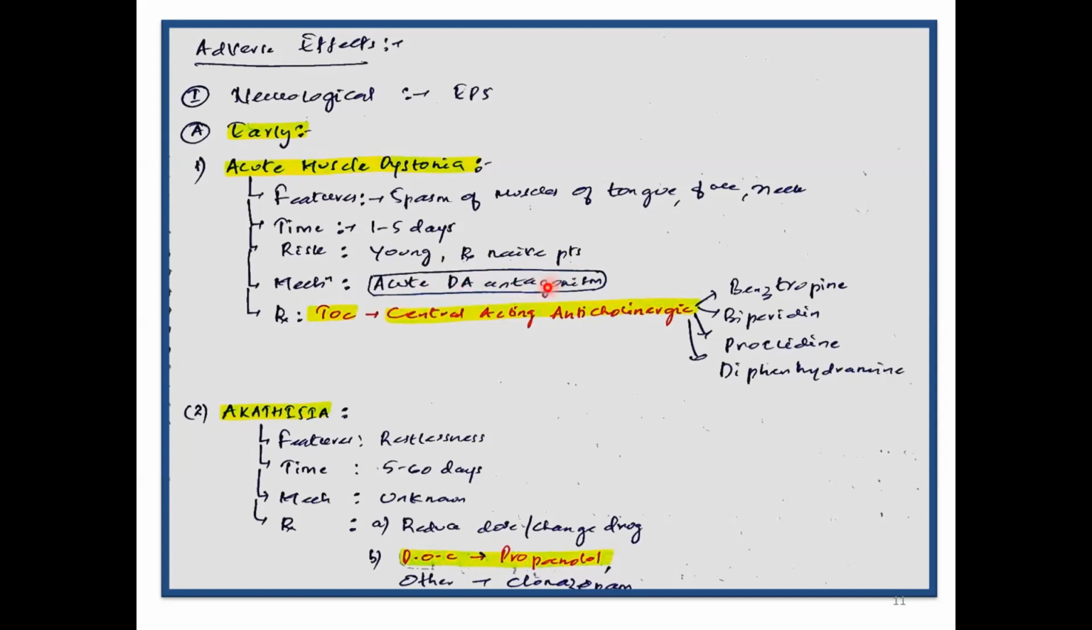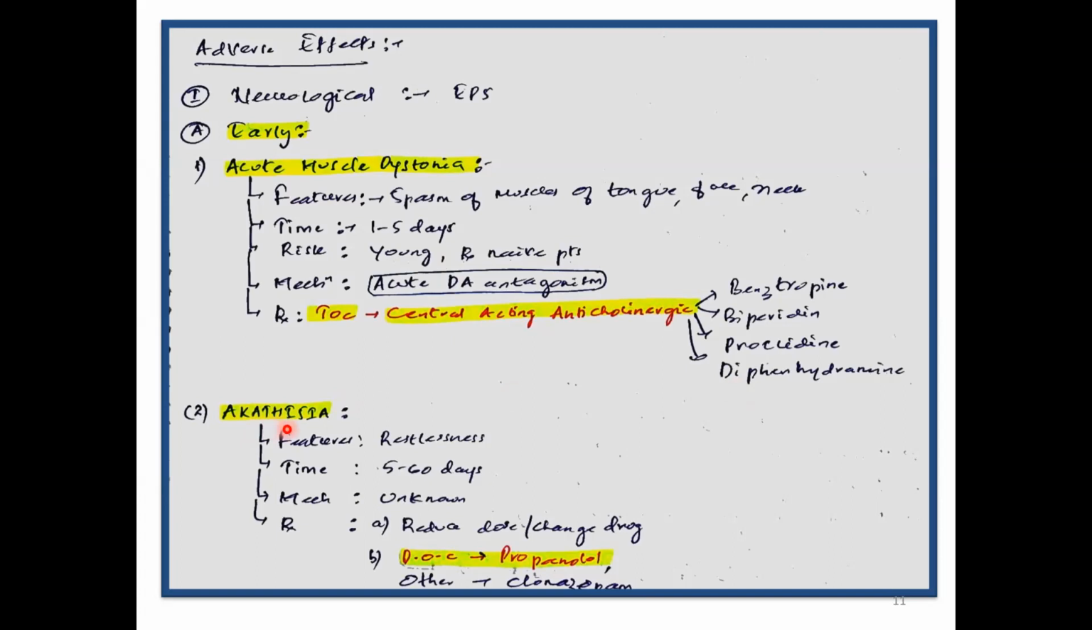So the treatment strategy, because of the D2 antagonism, there is an increase in central cholinergic activity. Therefore, by blocking the central cholinergic receptors, that is, by giving centrally acting anticholinergic drugs in the form of benztropine, biperiden, procyclidine, and diphenhydramine, these are the treatment of choice in acute muscle dystonia induced by D2 receptor blockade. However, diphenhydramine is a first generation antihistaminic with anticholinergic property.